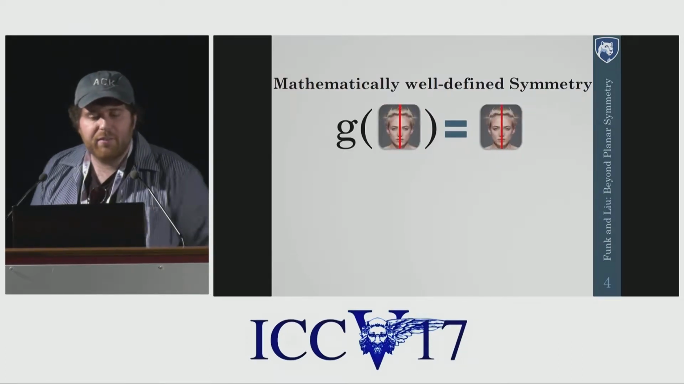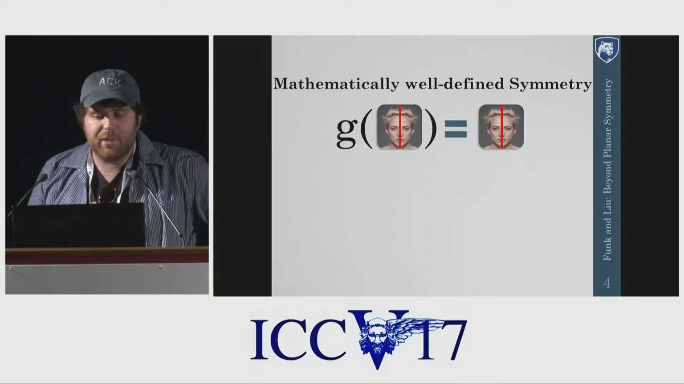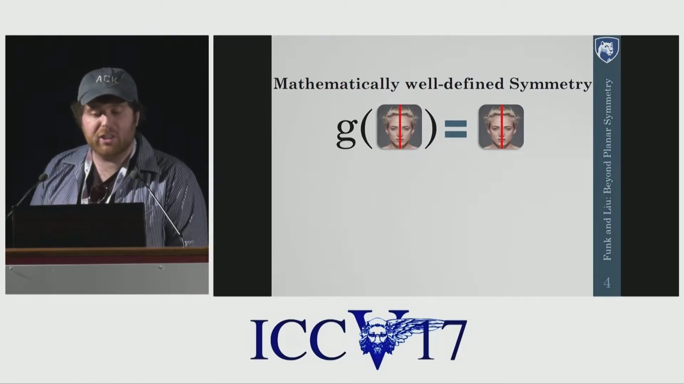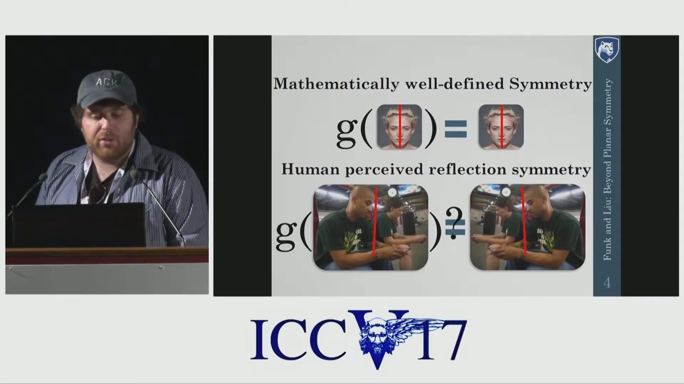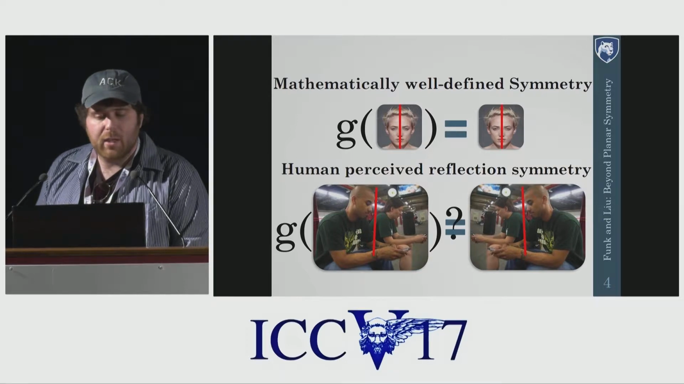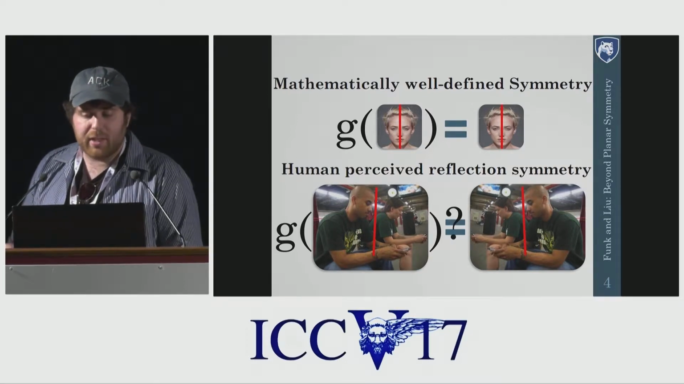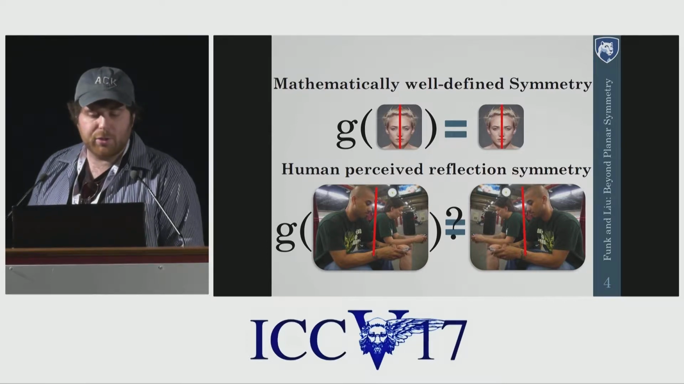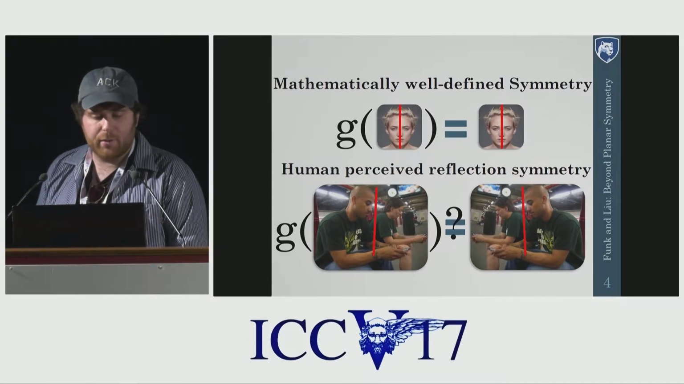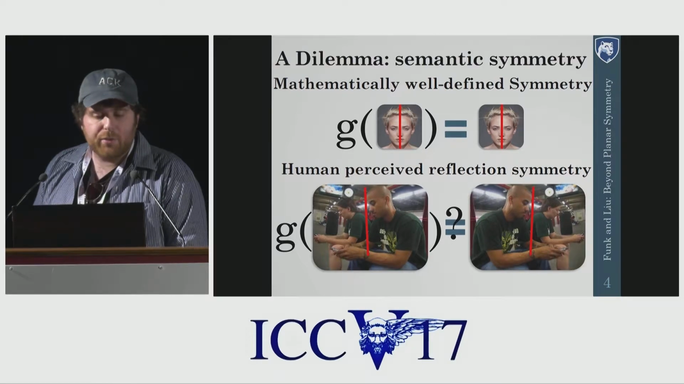Mathematically, the invariant property implied by the definition of planar reflection symmetry requires that the two sides of a reflection axis are exactly the same, while human perception sometimes states otherwise. This is an example of human perceived reflection symmetry at a semantic level, the two individuals looking down at their phones, respectively. This poses a dilemma on 2D reflection symmetry.